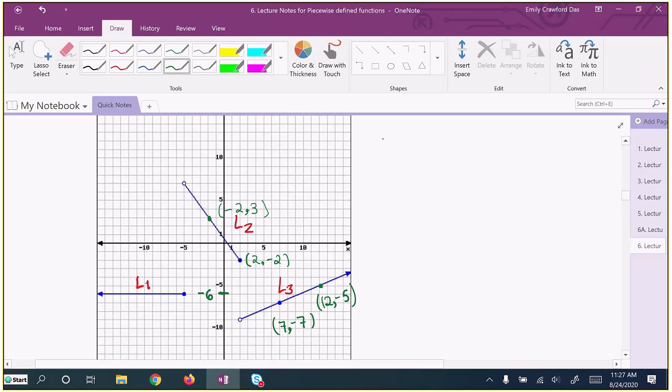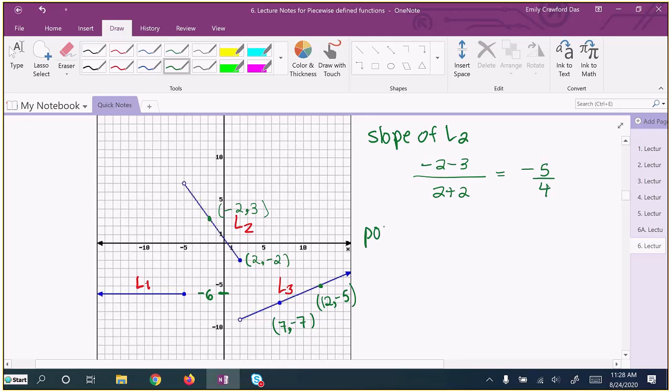I want to find the slope of L2. So I use these 2 points. You may be familiar with the idea of rise over run. Rise over run means I'm going to take the difference in the y coordinates, that's -2 - 3, and divide by the difference in the x coordinates. That's 2 minus -2, or 2 plus 2. So I get -5/4.